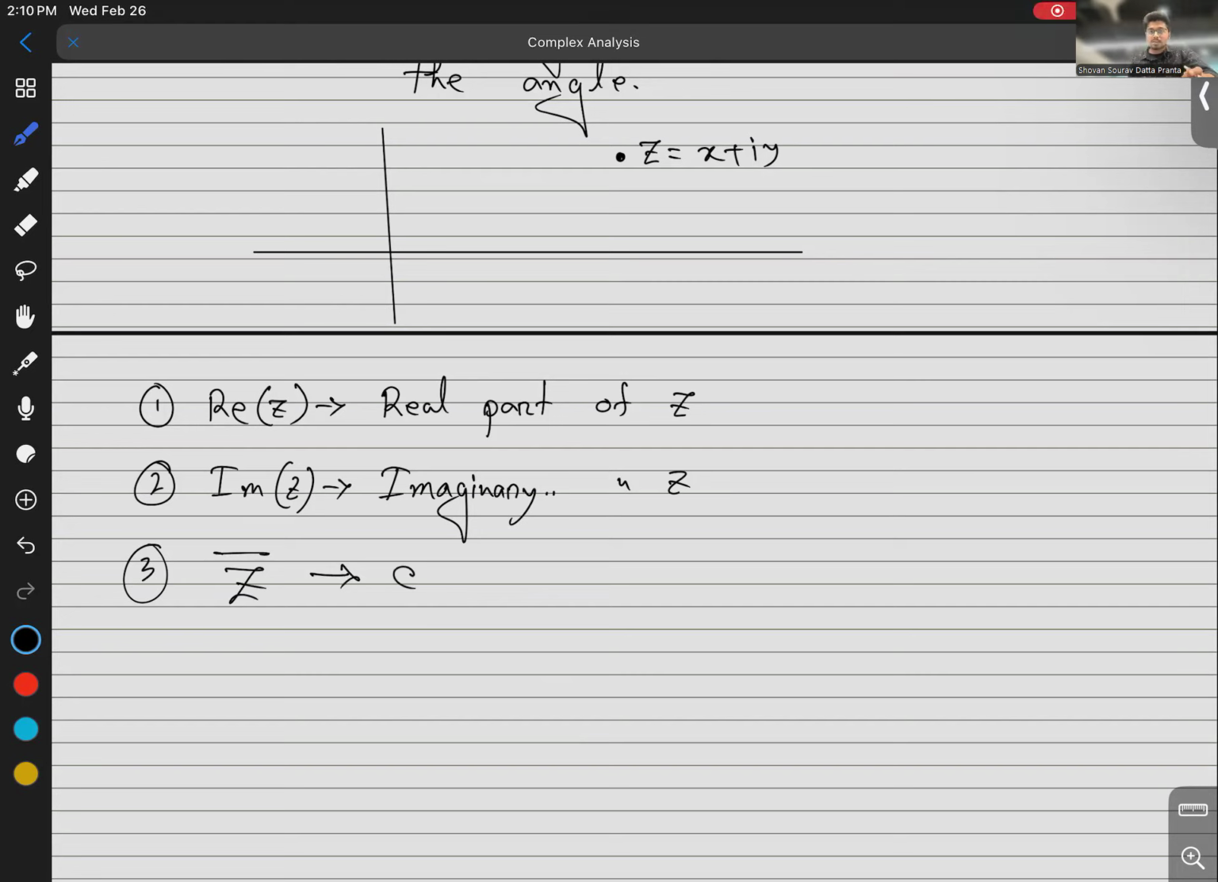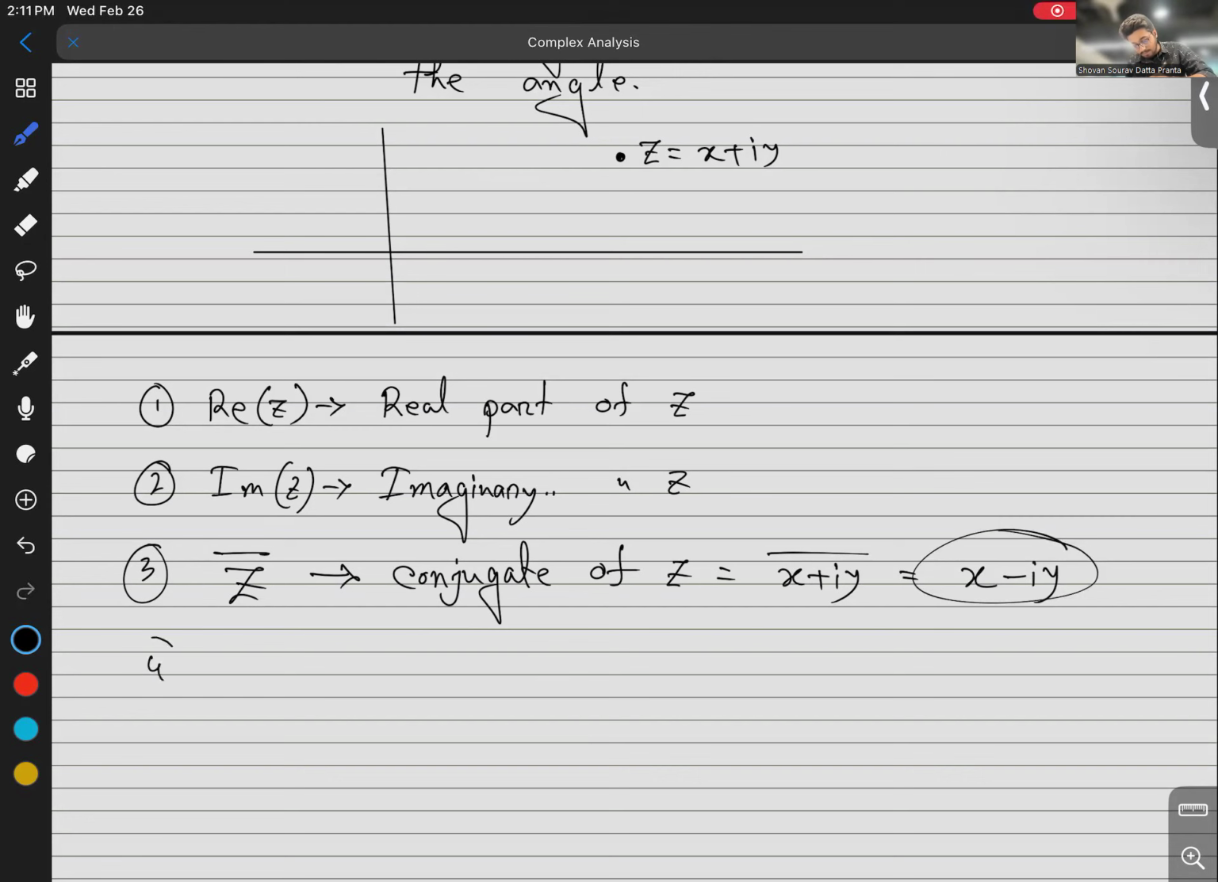So this is basically the mirror reflection of a number. That is, if a number is in the first quadrant, then it will be replaced to the fourth quadrant, a reflection with respect to the real axis. So z bar is basically the conjugate of z. So if z is equal to x plus iy, then, as we are considering z bar as the mirror reflection, this should be x minus iy. So this is representing the conjugate of z.